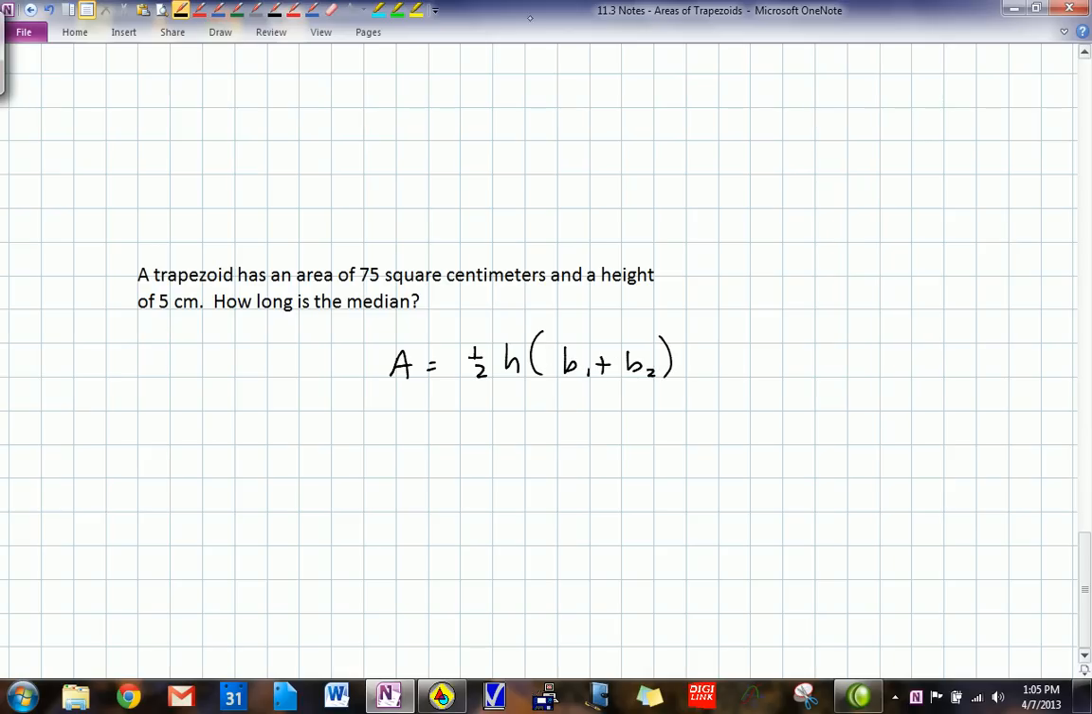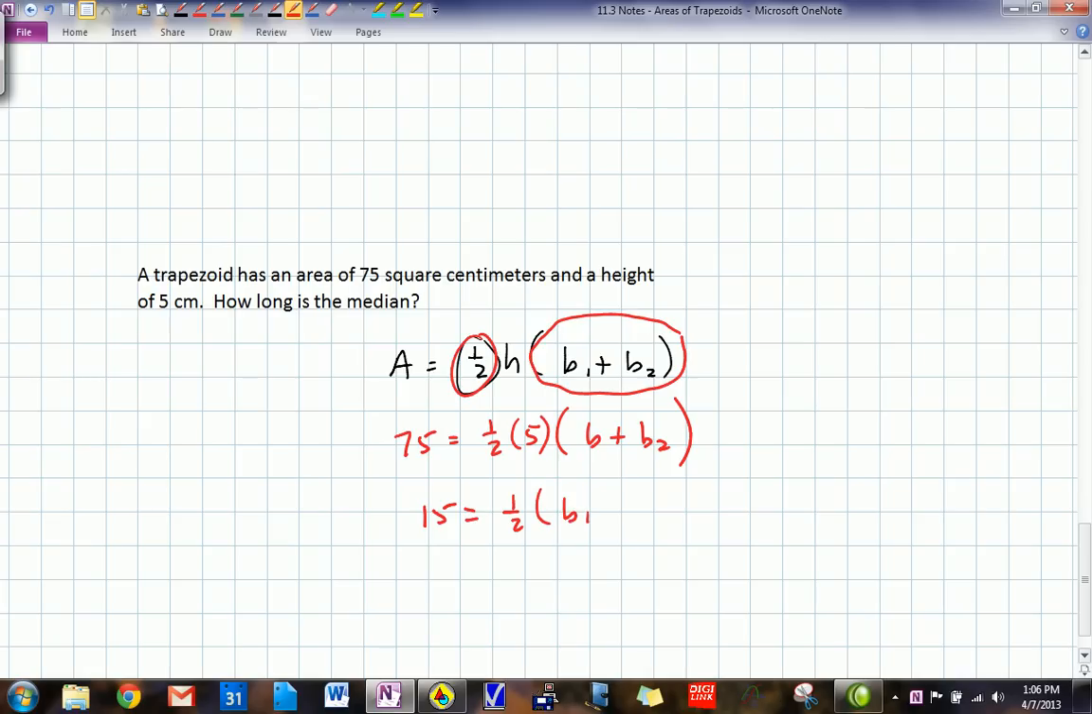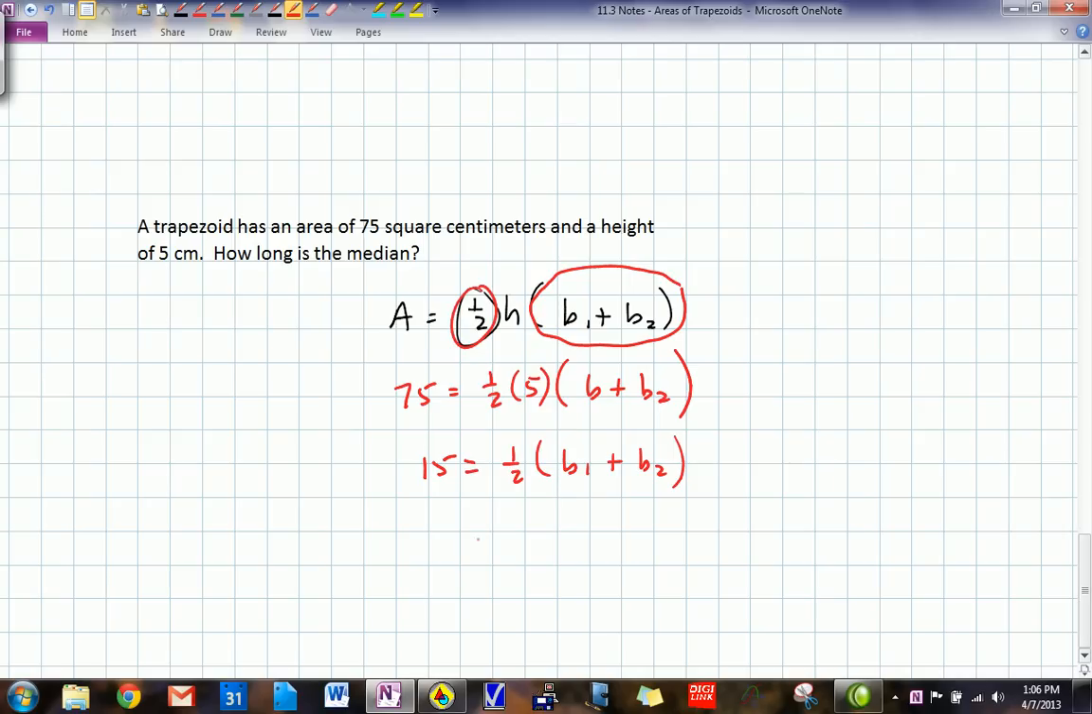Okay. Well, the median is really the 1/2 times B1 plus B2. So those two red circle parts represent the median. And I know what the height is, and I know what the area is. So it's 75 is equal to 1/2 of the height, which is 5, times B1 plus B2. So therefore, if I divide by 5, I get 15 is equal to 1/2 of B1 plus B2, and that means that the median of this trapezoid would be equal to 15. Okay?